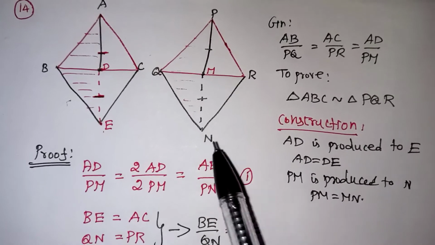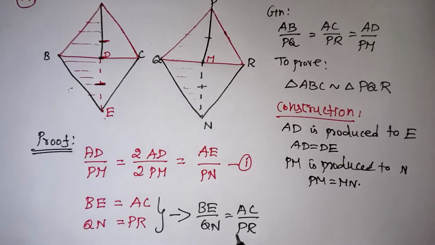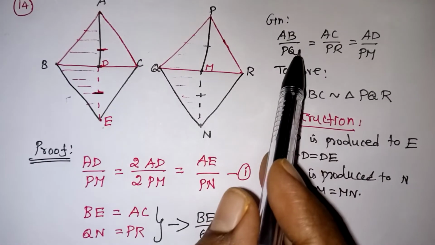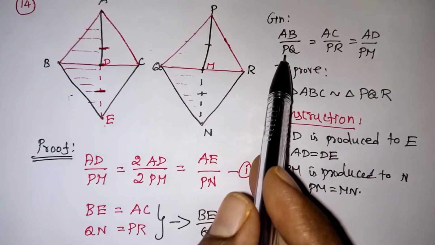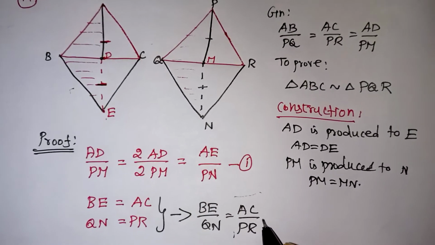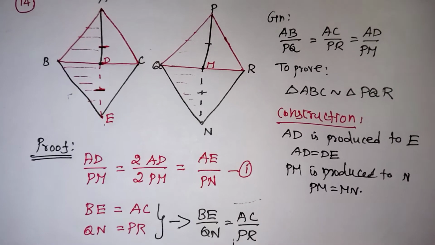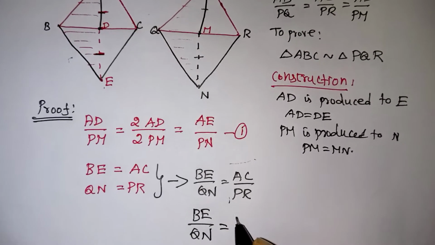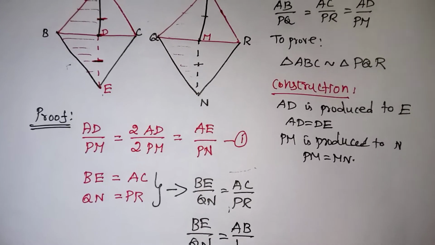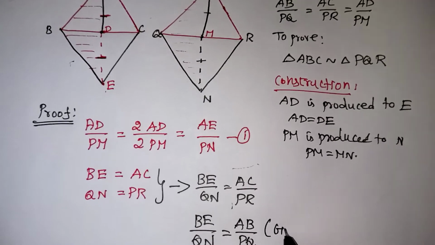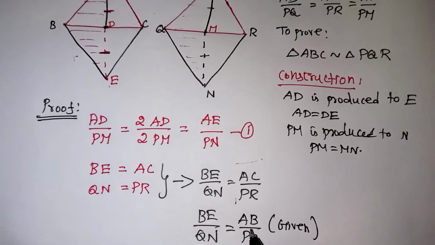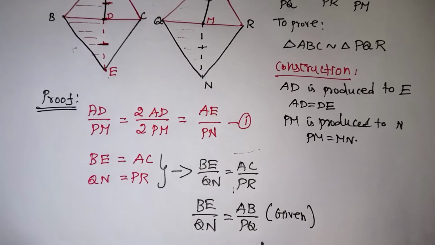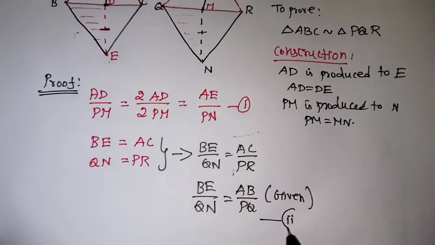Now AC by PR ratio is equal to BE by QN, we are getting. But from the question we can say that this AC by PR ratio is already equal to AB by PQ. So in place of AC by PR, BE by QN can be written as AB by PQ also. This is from the given condition. It's already mentioned in the question itself. This is from the beginning we are taking this one.